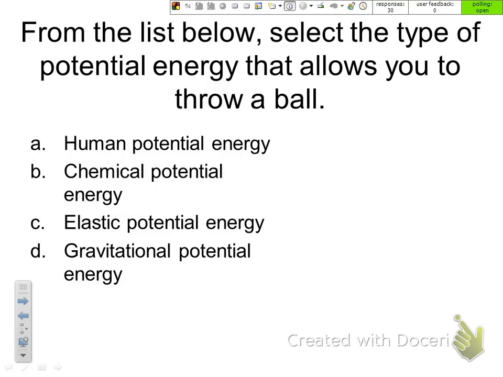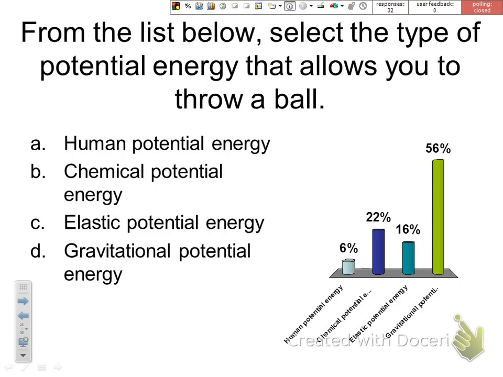All right, final answers in 5, 4. Change them if you need to. 3, 2, 1. Could you eliminate one, Riley? Human potential energy we can eliminate. Hopefully. All right. Let's talk about this. We still weren't quite agreeing.